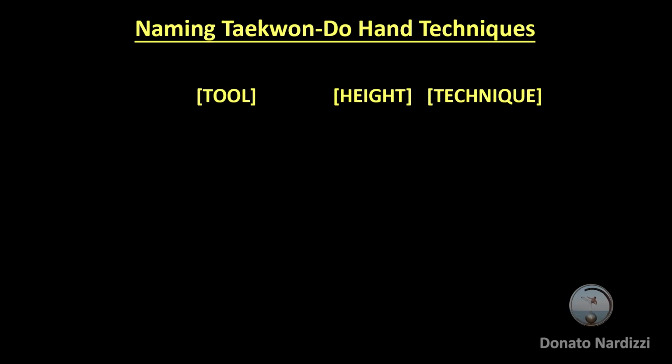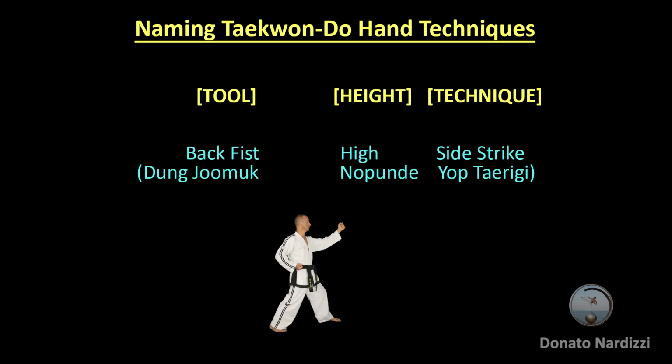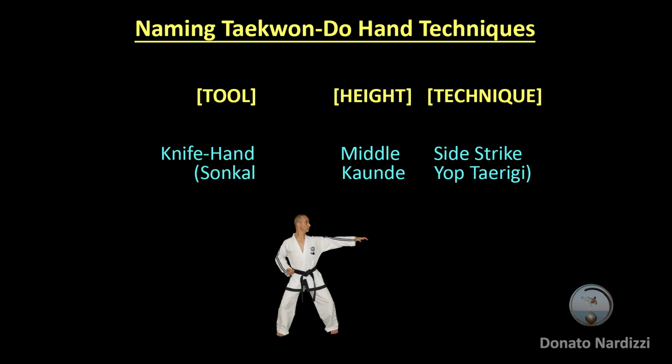Many techniques can be done with more than one tool. For example, a side strike can be done with a back fist, side fist or a knife hand. So we need to specify the tool by placing it before the height and the name of the technique. For example, back fist high side strike, tongjumo nopunde yok terigi, or knife hand middle side strike, songkal kaunde yok terigi.